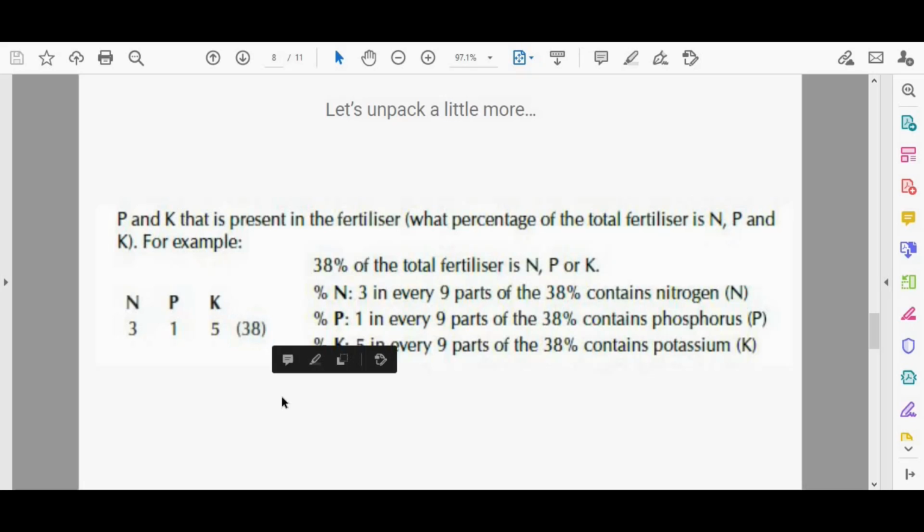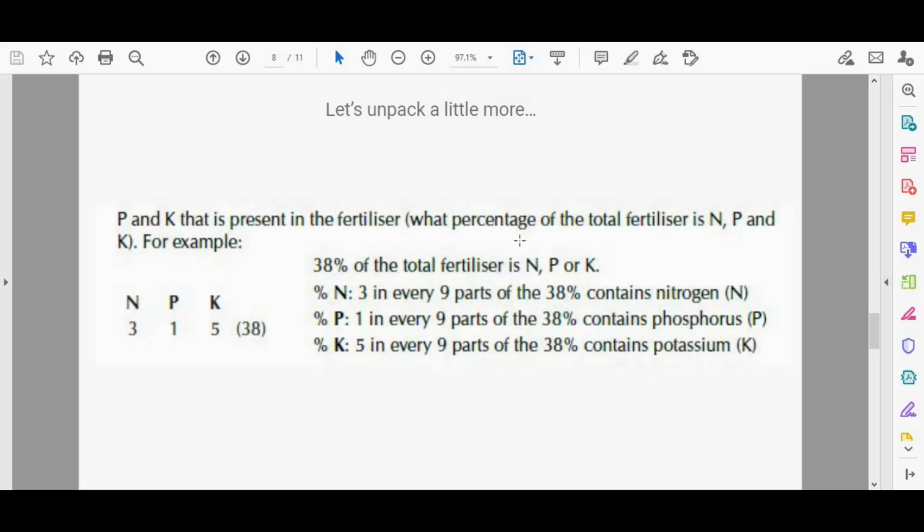What is that number? Well, that number says 38% of the total fertilizer is nitrogen, phosphorus, and potassium. That number is a percentage. If we add up this ratio, we have 5 plus 3 is 8 plus 1 is 9, meaning that 3 out of 9 is nitrogen, 1 out of 9 parts is phosphorus or phosphate, and 5 out of 9 is potassium. So how we would read this entire number is that 38% of the total fertilizer is nitrogen, phosphorus, and potassium.